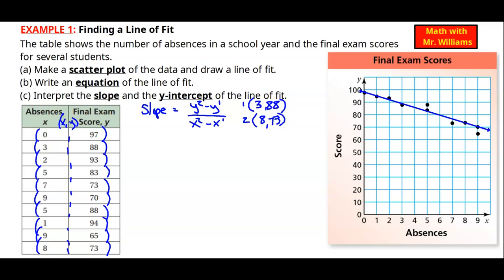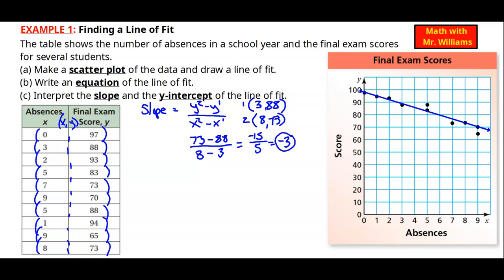Okay, let's plug our numbers in. So we see the y2 is going to be 73 minus y1 was 88. We're dividing by the x2, so 8 minus x1 is 3. We have 73 minus 88, that gives us negative 15 over 8 minus 3, which is 5. We simplify and we end up with negative 3 for our slope.